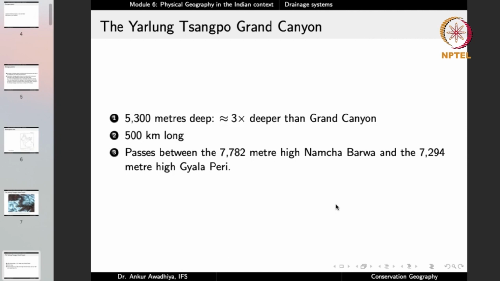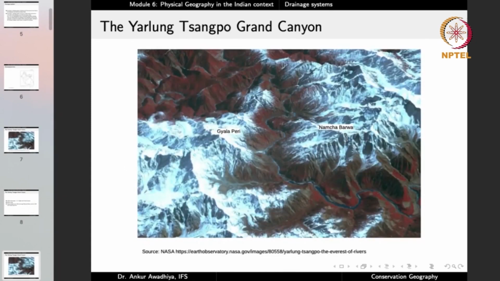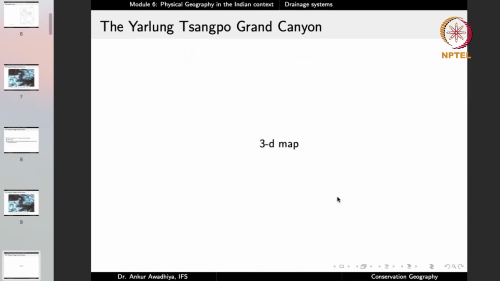The Grand Canyon is 5,300 meters deep, so roughly 5.3 kilometers in depth, which is roughly 3 times the depth of the Grand Canyon in the United States. The canyon is around 500 kilometers long, and it passes between the 7,782 meter high Namcha Barwa, which is the point where the Himalayas take a southward turn, and the 7,294 meter high Gyalaperi. So these are the two peaks. This is Namcha Barwa, and here we have the Gyalaperi.